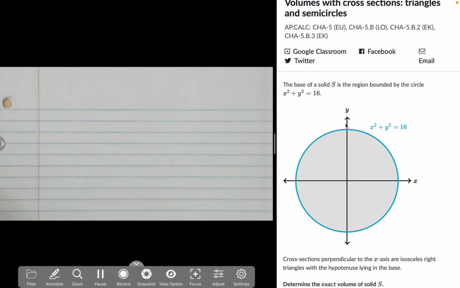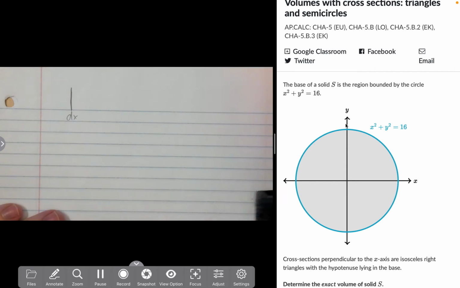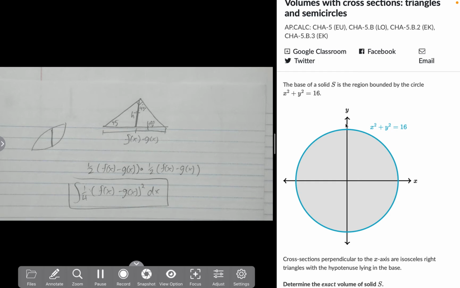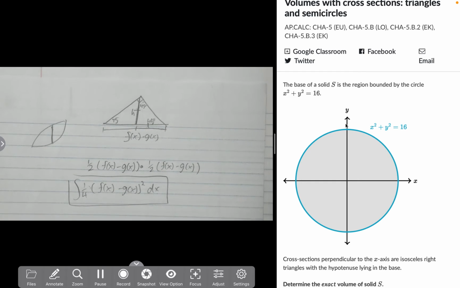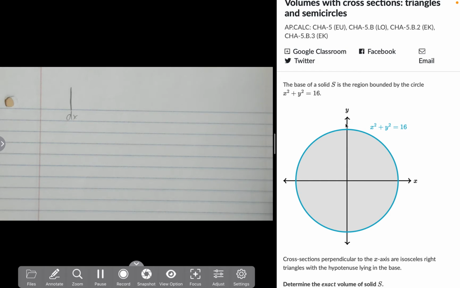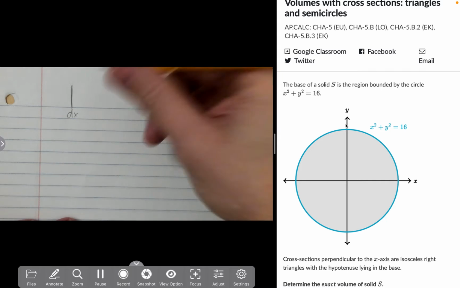It says we have cross sections perpendicular to the x-axis, so this is a regular dx integral, and those cross sections are isosceles triangles with the hypotenuse as the base, aka this formula that we derived earlier. So again, we don't have an f and a g function, but we'll find a way to figure out what we're going to do about that.